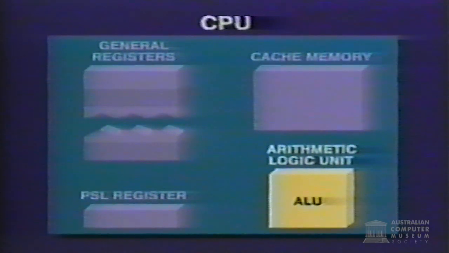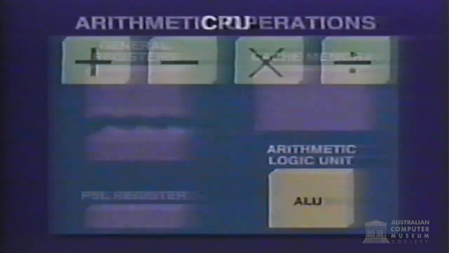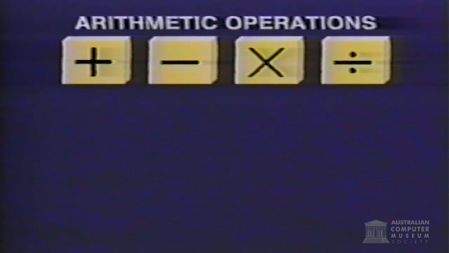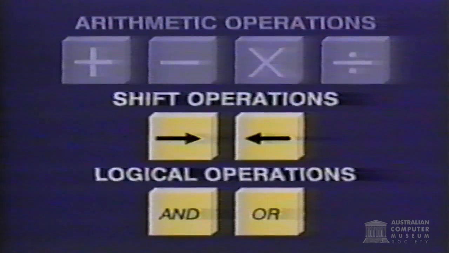The last major area of the CPU we'll discuss is the arithmetic logic unit, or ALU. The ALU operates on data obtained from the general registers and main memory. For example, the ALU performs the standard arithmetic operations: add, subtract, multiply, and divide. It also carries out shift operations, shifting bits 1 or more places to the right or left. And the ALU performs logical operations like and, or. The next unit describes the set of instructions that can be executed by the processor's ALU.